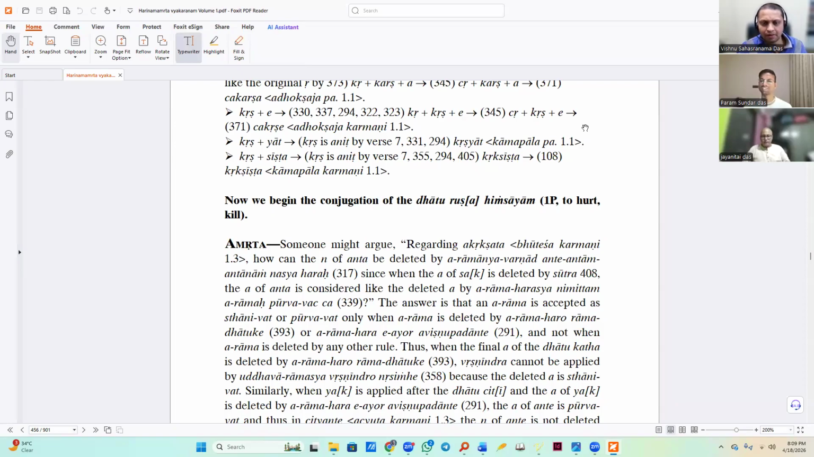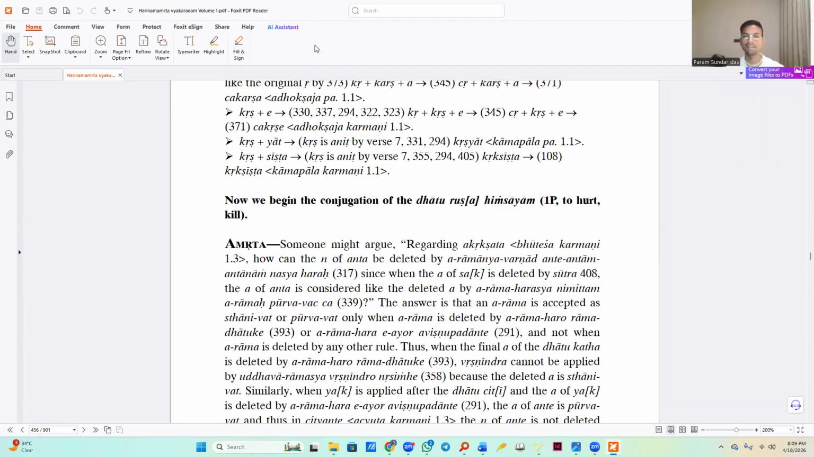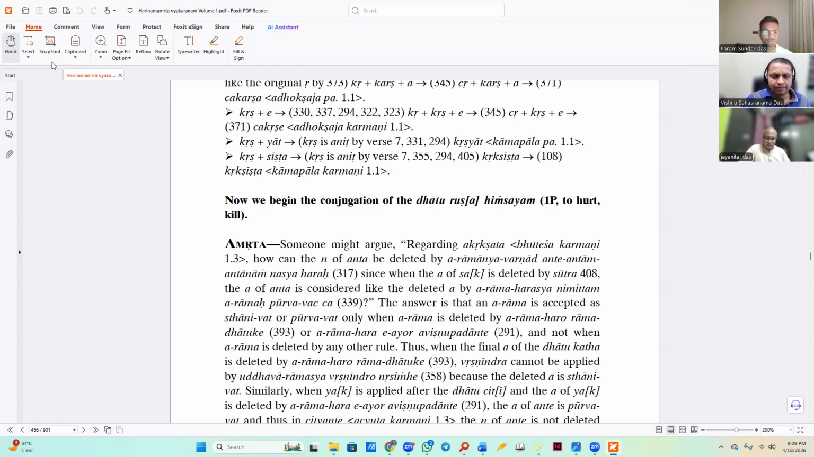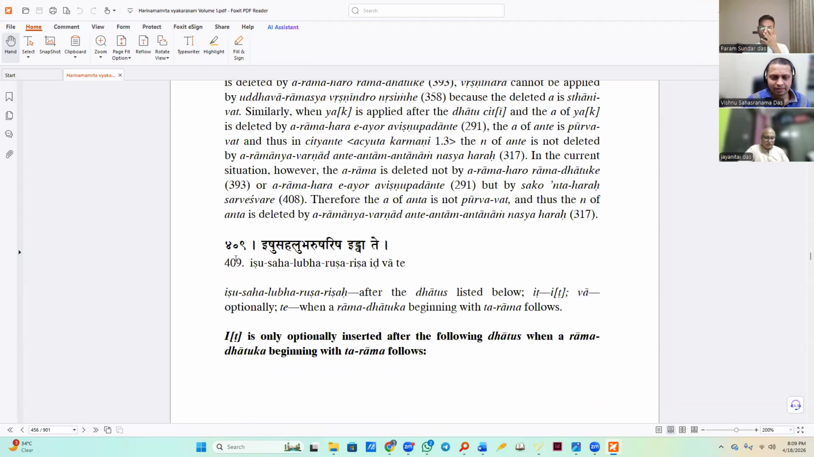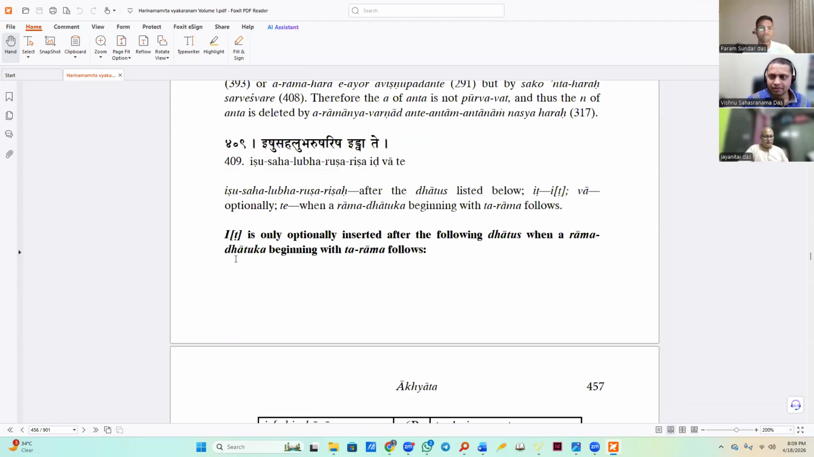The dhatu is Rusha Hinsayam. We also hear many nouns which come from this root, like Rusht, Rosh, ityadi. I think the English word roast looks like it comes from this Rush. Anyhow. Ishu, Saha, Lubha, Rusha, Risha, Edvate.